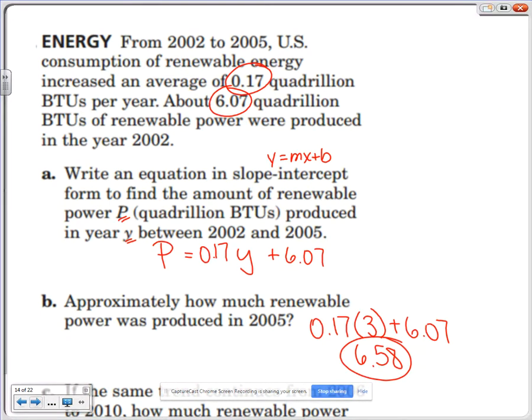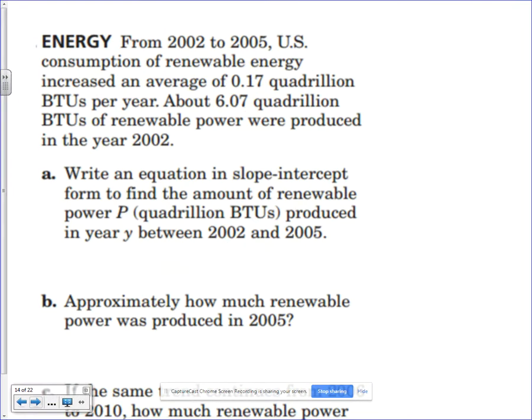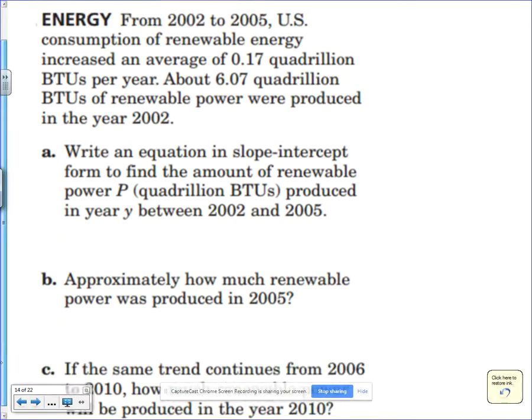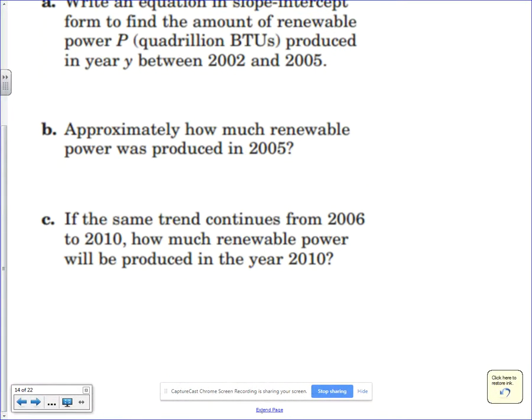One last question. You see this one down here? Read it to yourself. Read that part C to yourself there. What year is that trying to calculate for? What year is part C? How much will be produced in the year? You guys see how it's talking about 2010? Was it my starting year 2002? So how many years after 2002 is 2010?